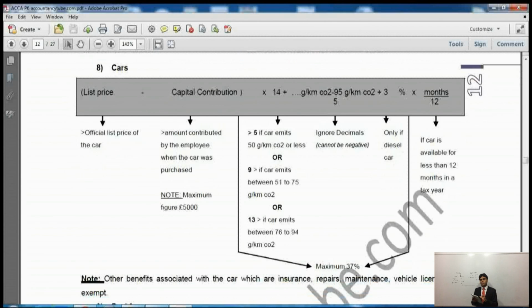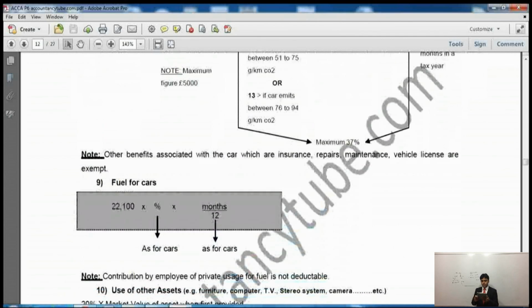Now everything in this formula is given to you in the exam, but you will have to remember the formula only. So list price will be given to you. Capital contribution will also be given to you. 14% is part of the formula. You will have to remember it. The carbon dioxide emission of the car will also be given to you. And you will have to deduct 95 out of it, and divide by 5, plus 3 if it is a diesel car, and multiplied by months, which will also be given to you in the exam. And if there are no months, if the car has been provided for a full year, then no need to divide it by 12, right?